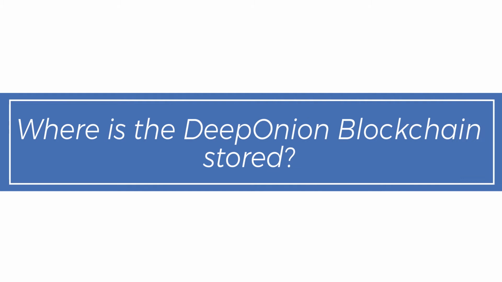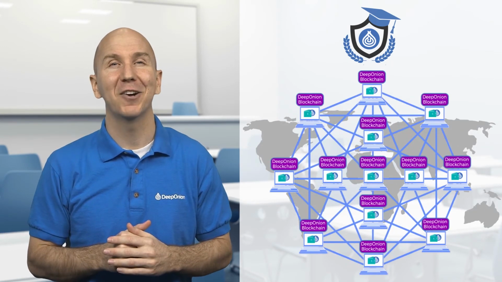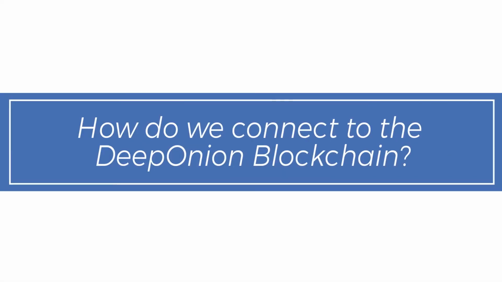Where is the DeepOnion blockchain stored? Everyone who runs a DeepOnion wallet on a computer stores a whole copy of the entire DeepOnion blockchain. How do we connect to the DeepOnion blockchain?